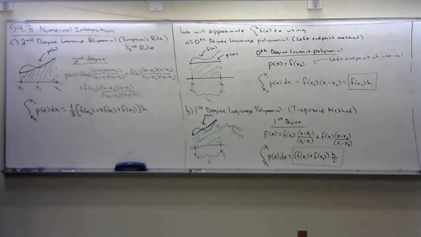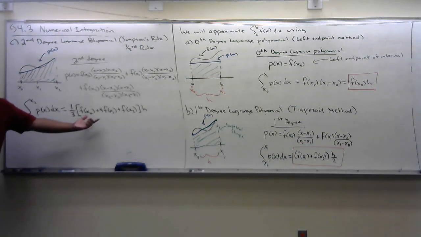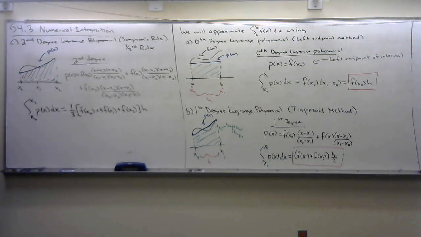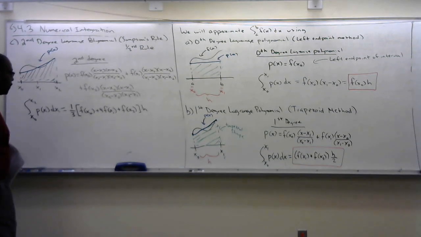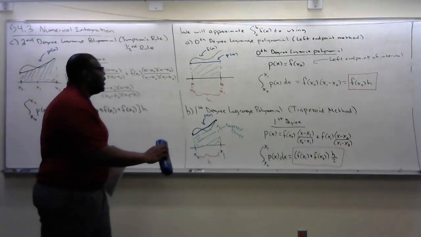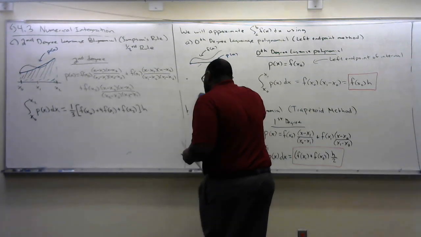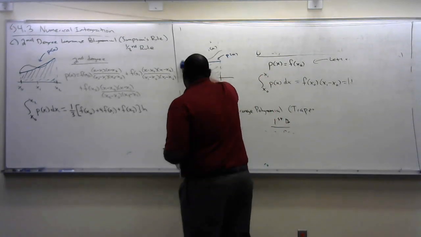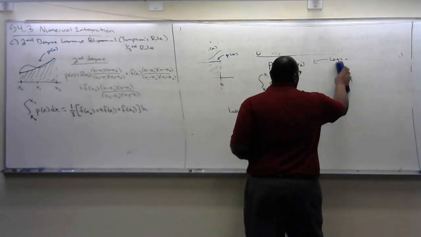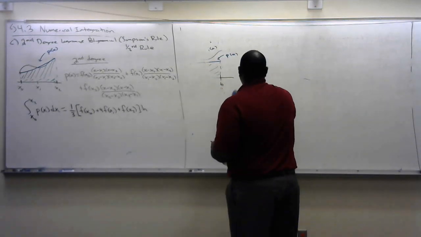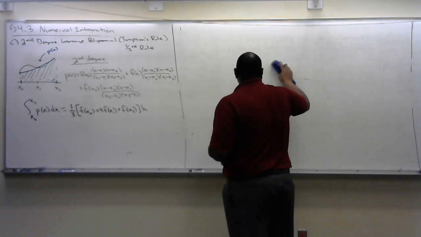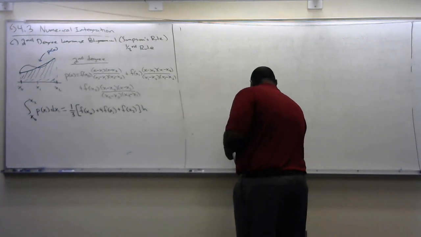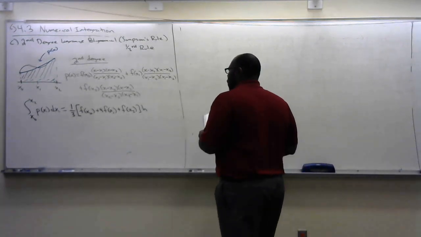And the reason why it's called Simpson's 1/3 rule is because I have a 1/3 in front of my entire bracketed expression here. So let's put them all together and do an example, so that you have them all in your notes together.